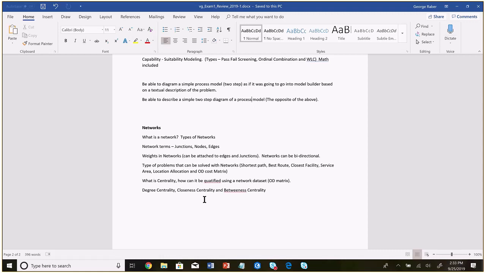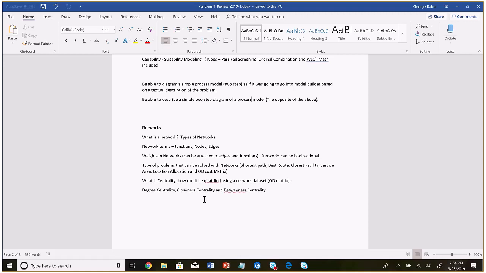So you should know the type of problems and be able to identify which one would help a specific problem. Shortest path, best route, closest facility, service area, location allocation, and the OD cost matrix, the origin destination cost matrix. So what you do is you write the question and we'll select which one we are trying to accomplish. Right. Yep.